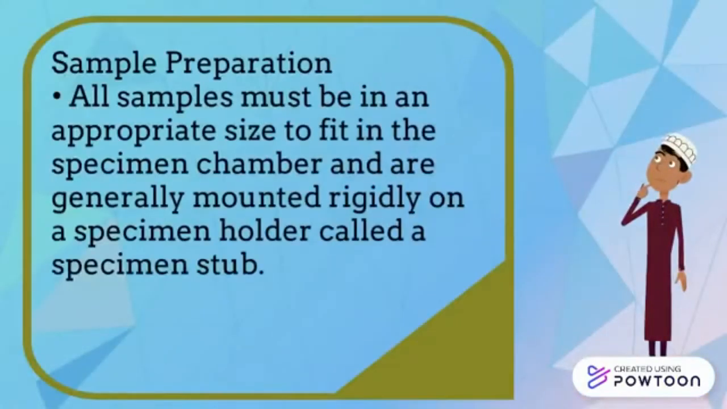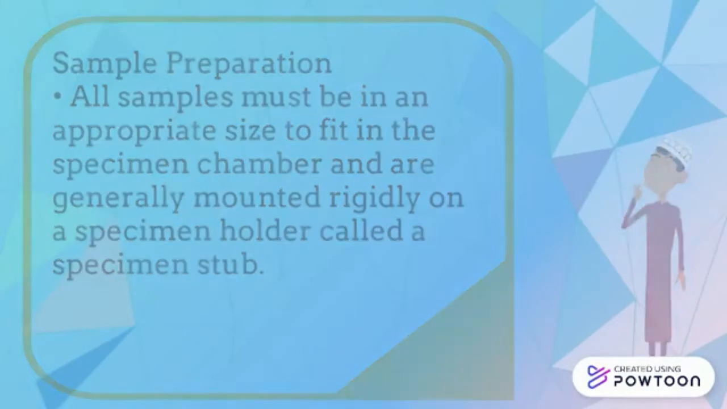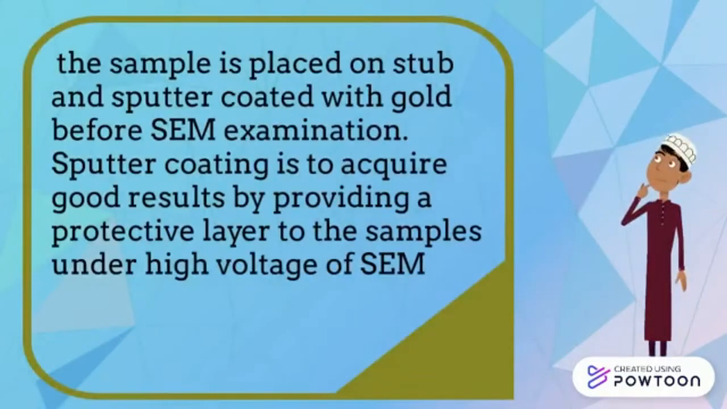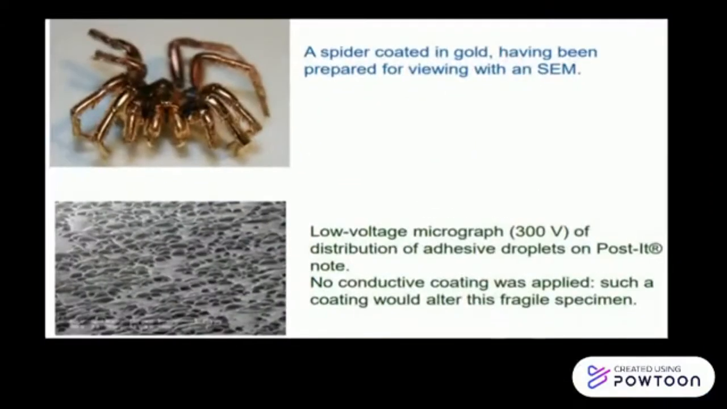Sample preparation. All samples must be of appropriate size to fit in the specimen chamber and are generally mounted rigidly on a specimen holder called a specimen stub. The sample is placed on the stub and sputter coated with gold before SEM examination. Sputter coating is to acquire good results by providing a protective layer to the sample under the high voltage of the SEM. This is an example of sputter coating.